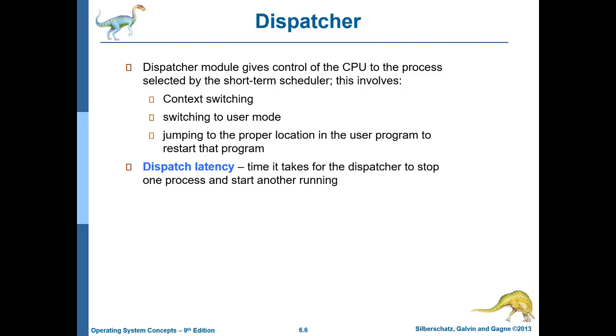So we need to minimize the dispatch latency. That's the important thing, because if the latency is more, we waste some time in non-useful activities. The useful activity for us is the running of the process in the CPU. The context switching, etc., is called overhead, the non-useful things.